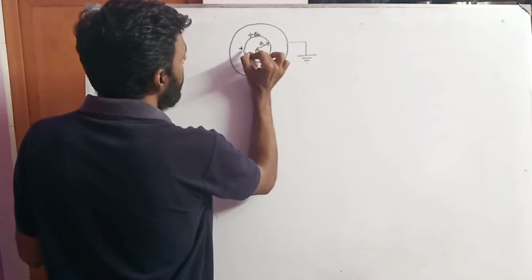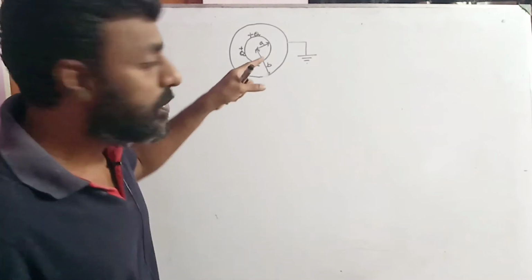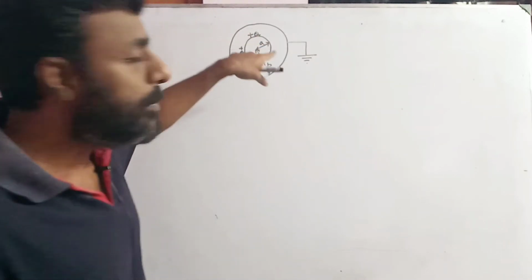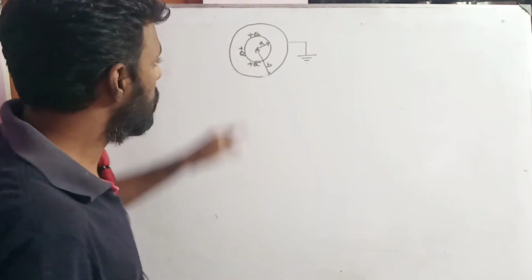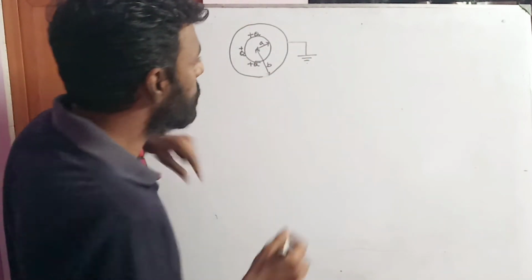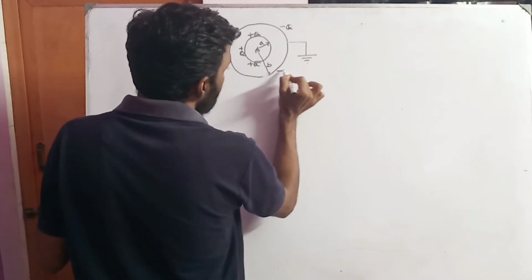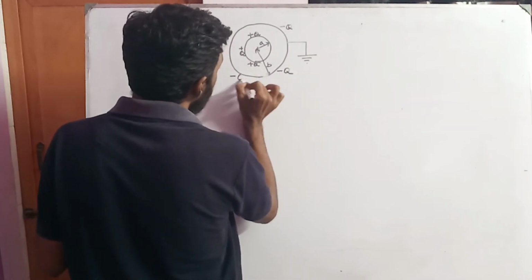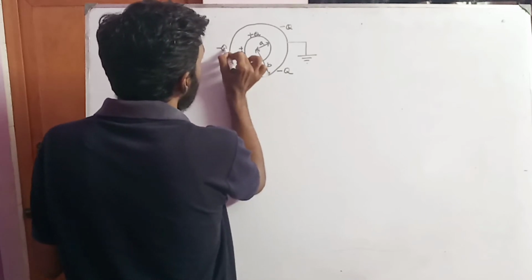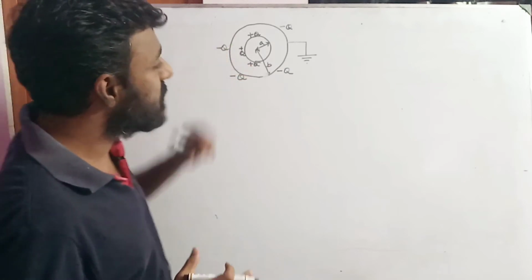It acquires a charge of plus Q, and this plus Q is situated at the outer periphery of the inner sphere. So when the inner sphere gets plus Q charge, the outer sphere will automatically get minus Q charge. This minus Q charge will be distributed evenly at the periphery of the outer sphere. So this is what the concept is all about.